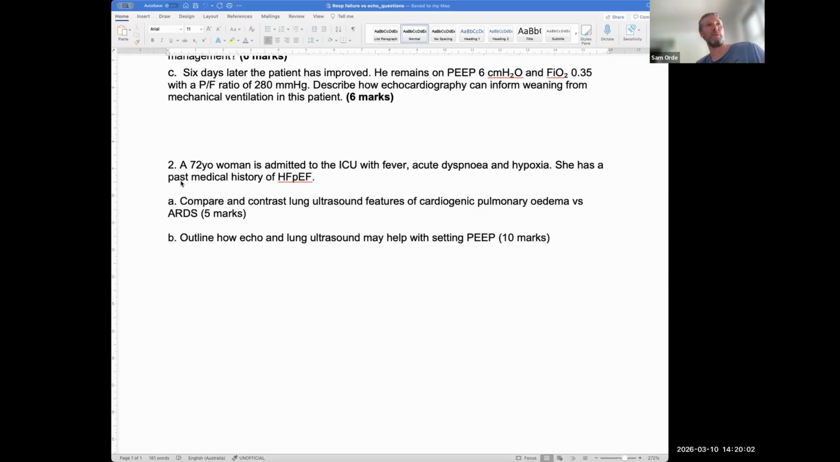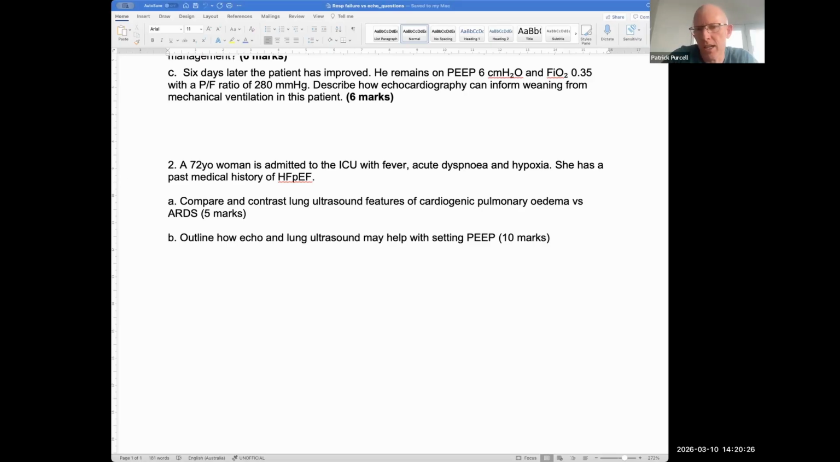Well, let's take me on the first one then. Sorry, part A of question 2. A 72-year-old woman admitted to the ICU with fever, acute dyspnea, and hypoxia. She has a past medical history of heart failure with preserved ejection fraction. That well-known, most useless diagnosis known to mankind. Compare and contrast lung ultrasound features of cardiogenic pulmonary edema versus ARDS.